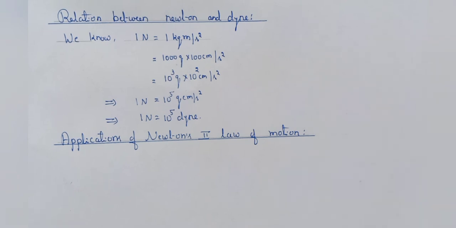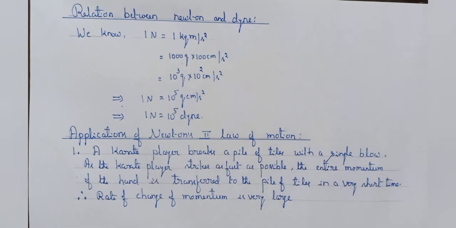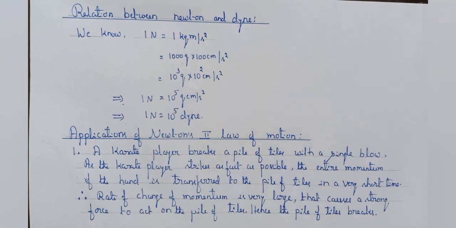Next, let us know about the applications of Newton's second law of motion. A karate player breaks a pile of tiles with a single blow. As the karate player strikes as fast as possible, the entire momentum of the hand is transferred to the pile of tiles in a very short time. Therefore, the rate of change of momentum is very large, which causes a strong force to act on the pile of tiles. Hence, the pile of tiles breaks.